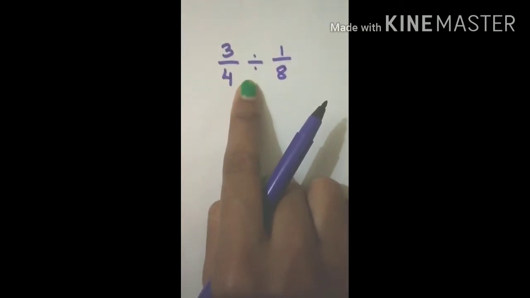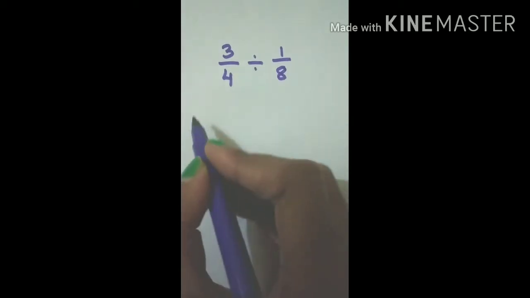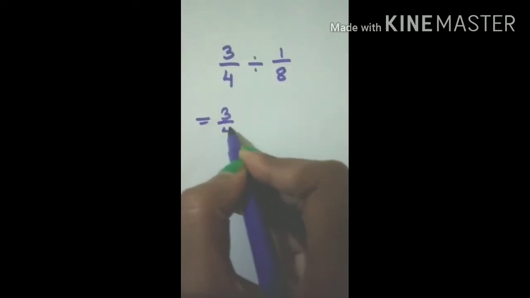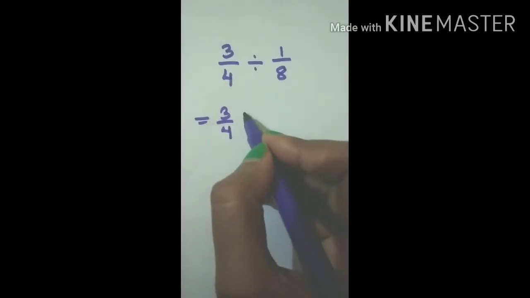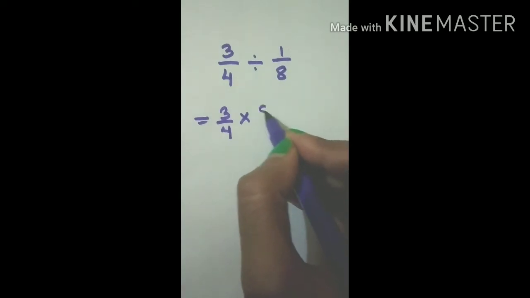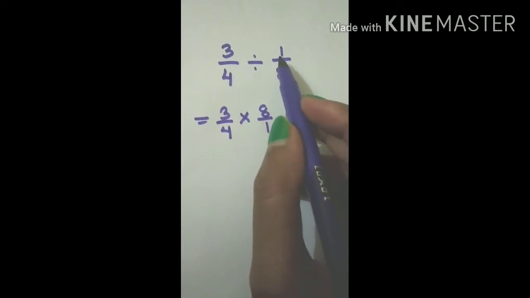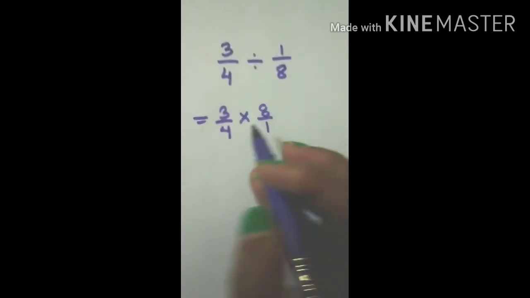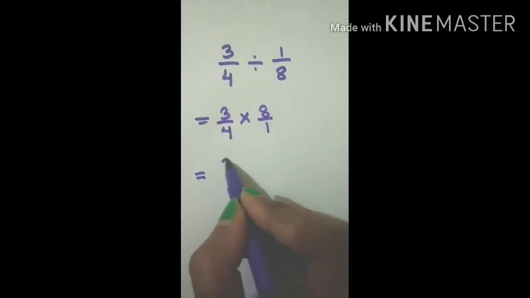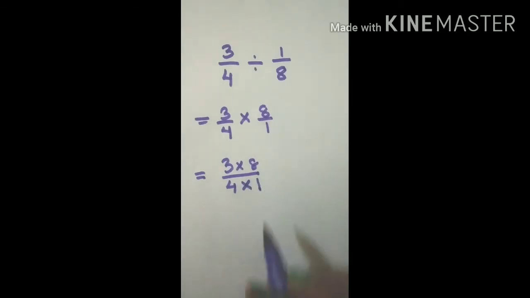When we change this division sign into multiplication, 1 by 8 will become 8 by 1. So, in place of division, we will write multiplication and 1 by 8 will become 8 by 1. 8 by 1 is the reciprocal of 1 by 8. Now, we will write 3 into 8 upon 4 into 1.